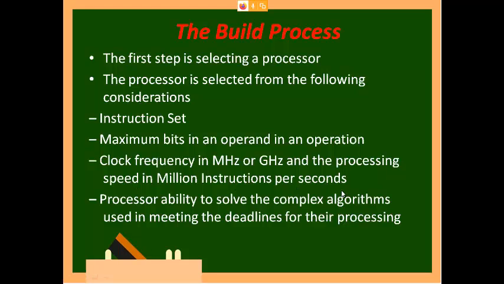Then the processor's ability to solve complex algorithms. You might have studied fixed point and floating point architecture. In a fixed point architecture, 3.2 will be recorded as 3, 3.9 as 3, and 4.1 as 4. So there is no decimal point at all in an architecture that we call fixed point. Whereas in a floating point architecture, decimal points are allowed. That is what they mean by solving the algorithms.